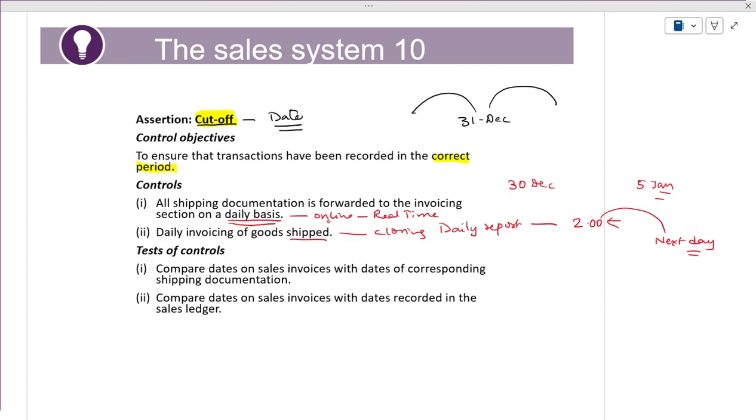What does it control? Compare the sales invoices with dates corresponding to when they have made the shipping, when they have shipped the goods and services. Second one, compare the dates of sales on invoices with dates recorded in the sales ledger. It means it has been recorded on the same day as per the terms and conditions.